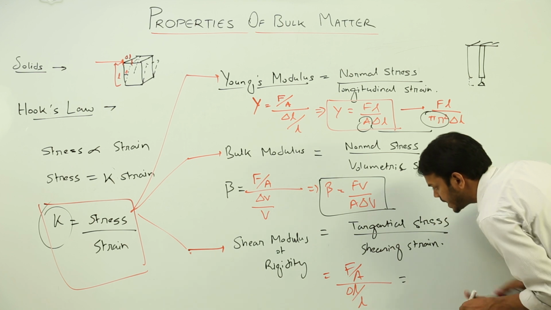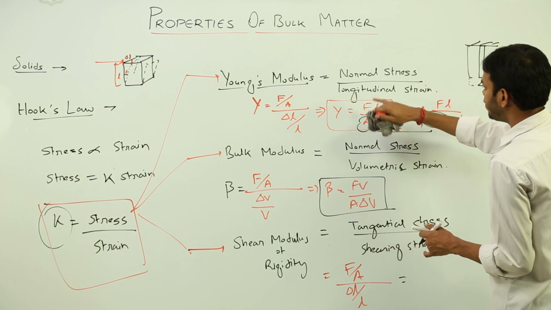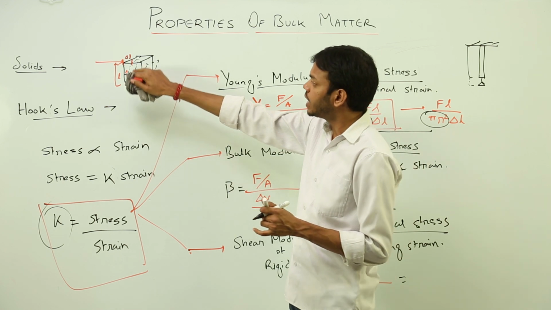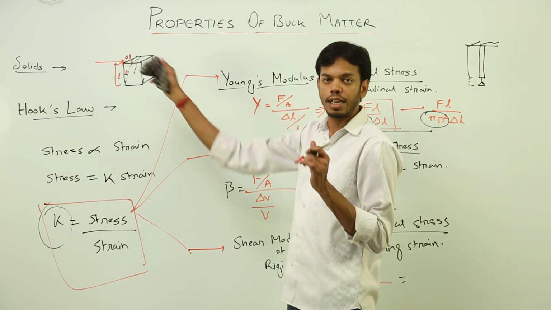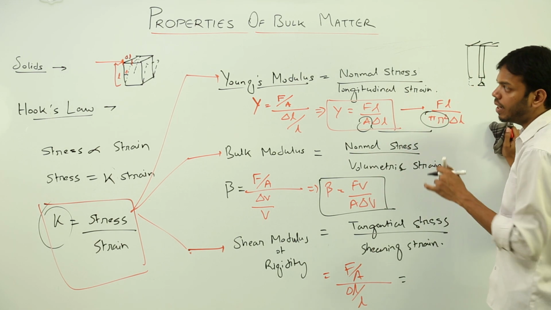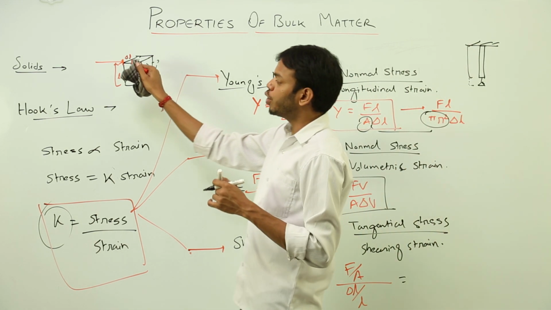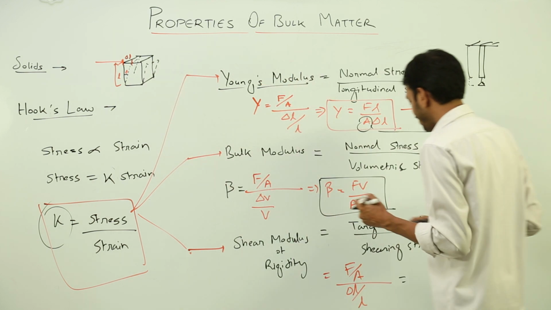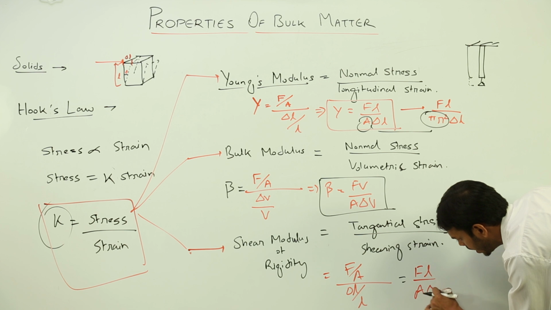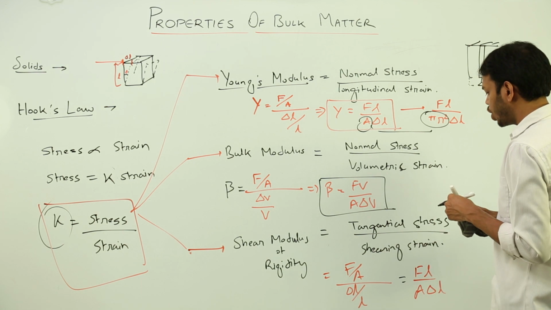So the formula is still the same as in the case of Young's modulus, but you have to keep in mind what delta L actually is in this case. Because there, delta L was the change in length. Here delta L is the change in position of one of the edges, right? Anyhow, this will become FL upon A delta L. This is the value of shear modulus.